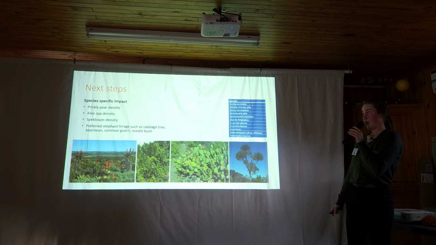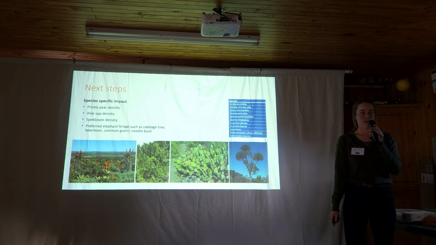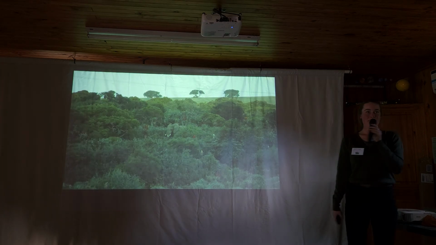So we want to look at prickly pear, aloe, speckboom, and preferred elephant forage such as cabbage tree, boer bean, common guarri, and needlebush. So yeah, that's what we're going to focus on in the future.